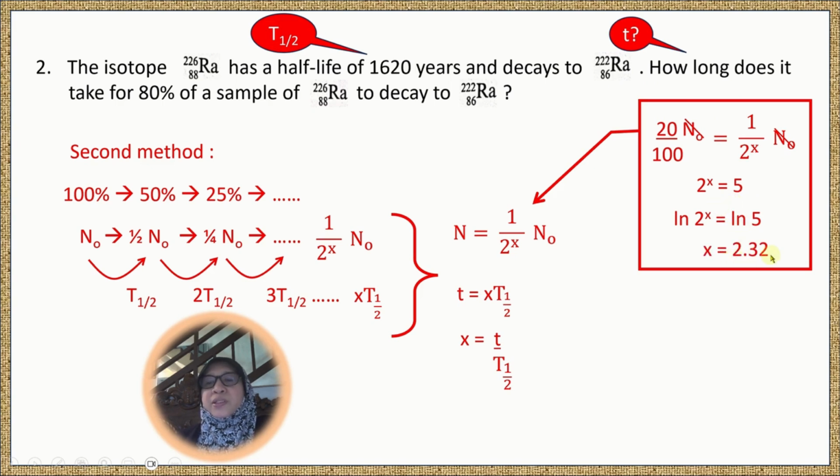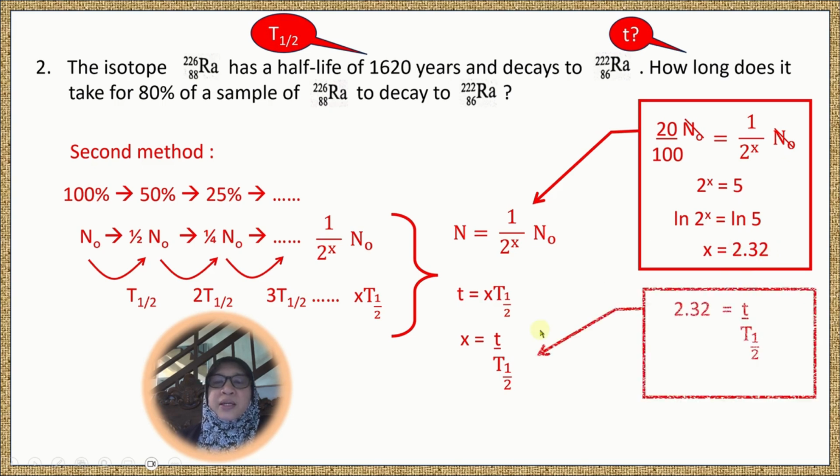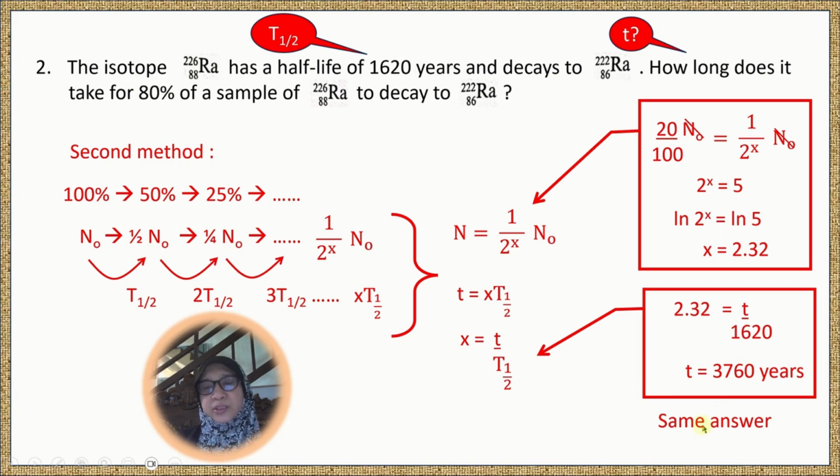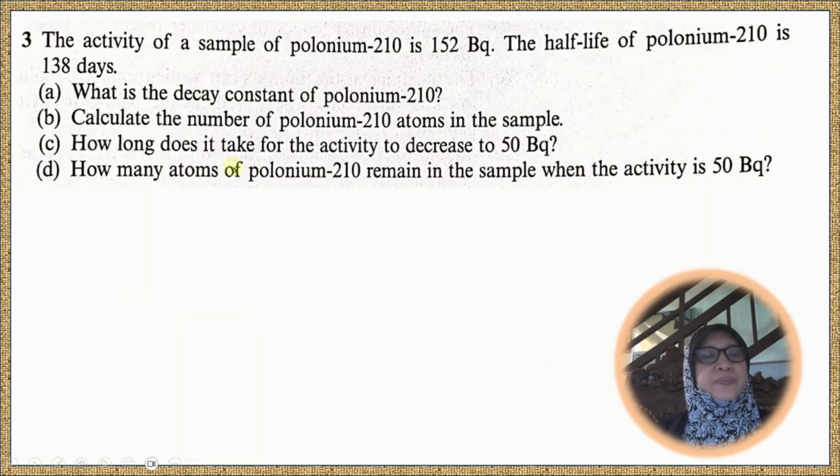x is 2.32, and this x we can substitute into this formula. So 2.32 equals t over half-life, which is 1,620 years, and we get the time taken, 3,760 years. So we get the same answer as the previous solution. Okay, now we go to question 3.